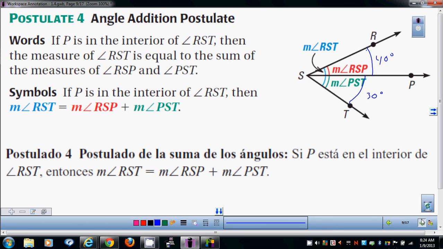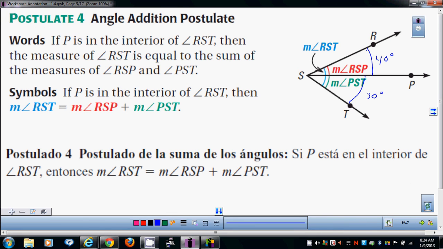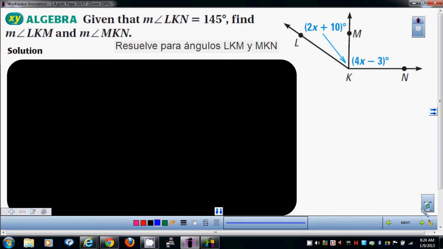Okay. I'm sorry. Do I need to leave that up there a little bit longer? Okay. If LKN is 145, find the measure of LKM and MKN.